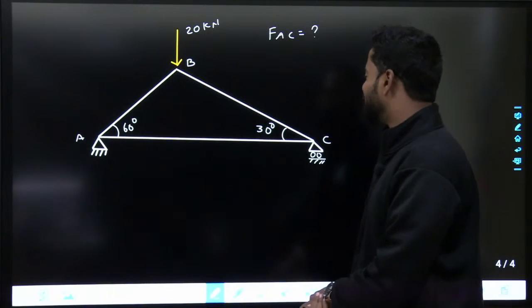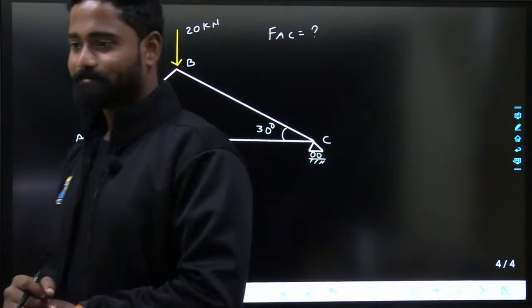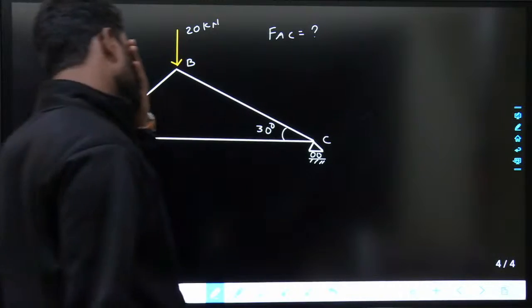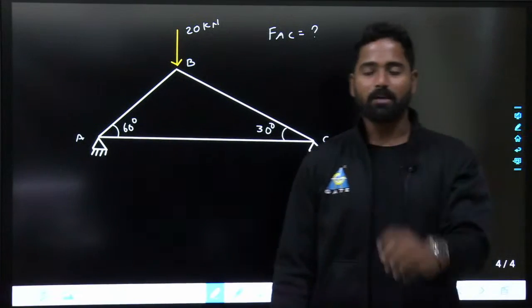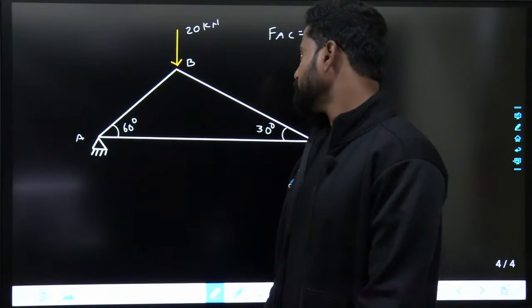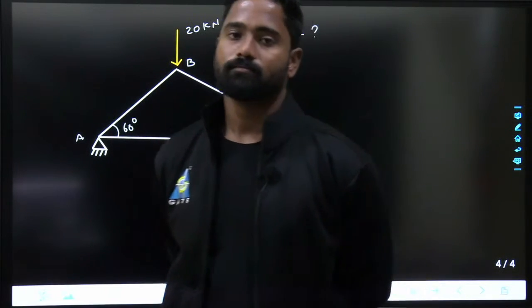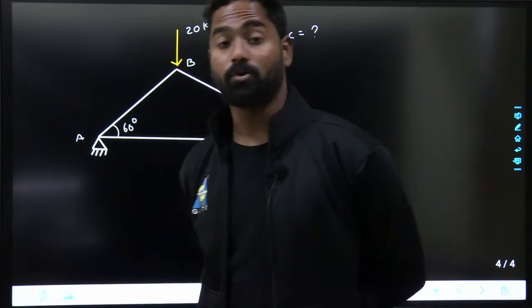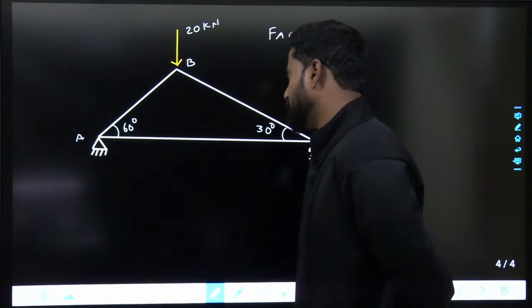So give me the answer. What is force in AC? FAC. What is force in member AC? How much time will you take? 1 day? 2 days? Consider the equilibrium of joint B, you will get the answer. This is one tip I can give you.